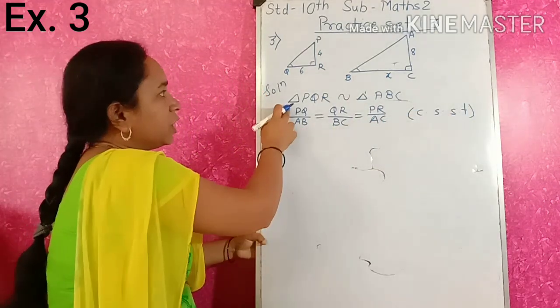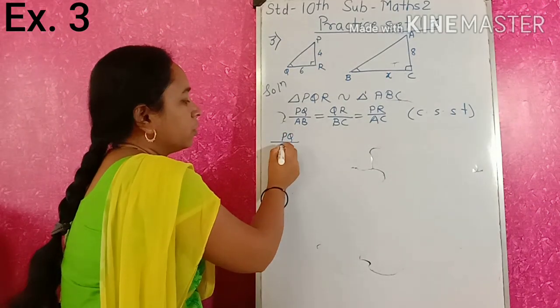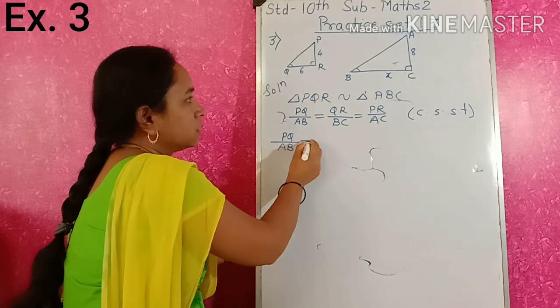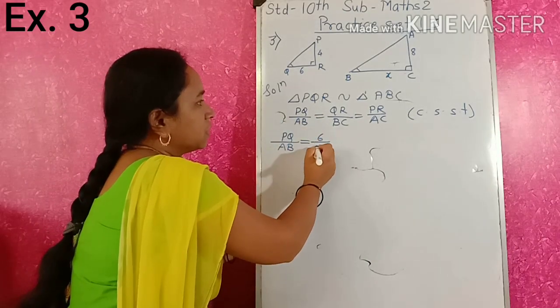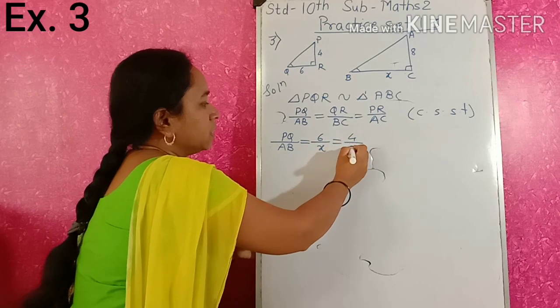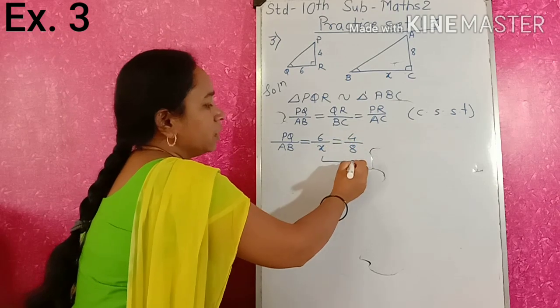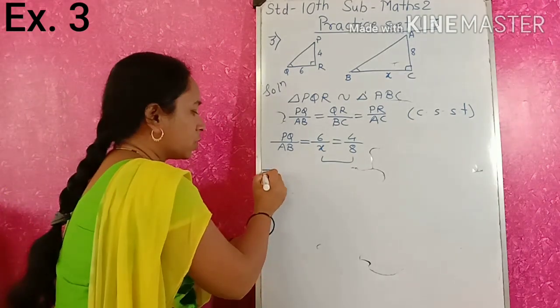Now put the values PQ upon AB. We don't want it, but I'll write now PQ upon AB is equal to, what is the QR? QR is 6, BC is X is equal to PR is 4, AC is 8. Now we want to find out the value of X. So I'll take these two ratios.